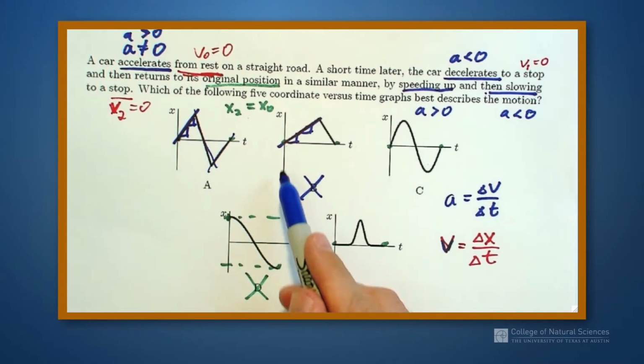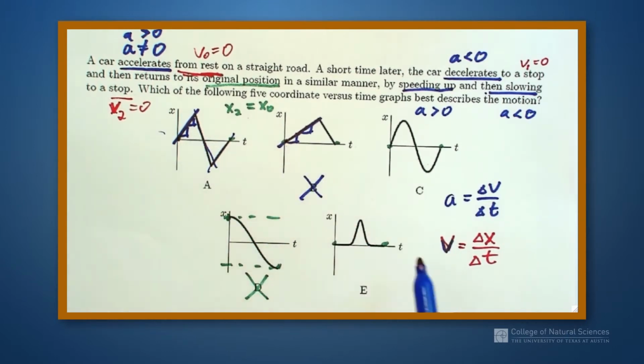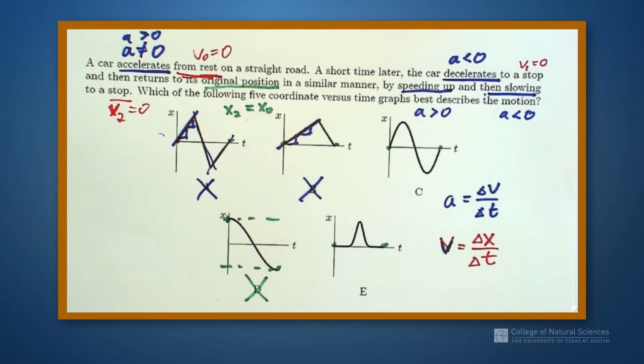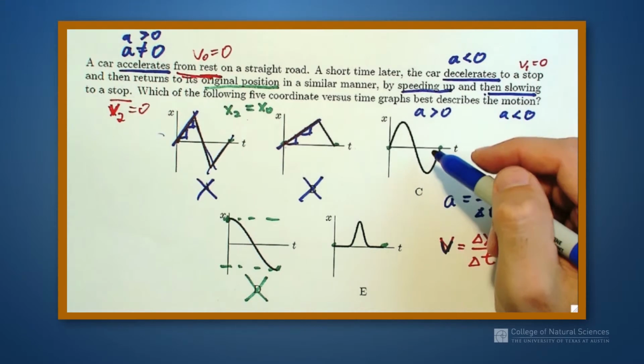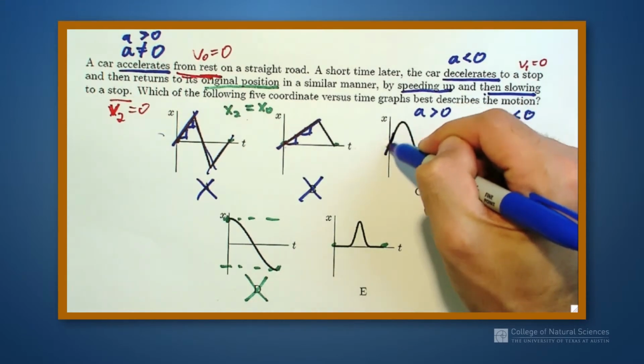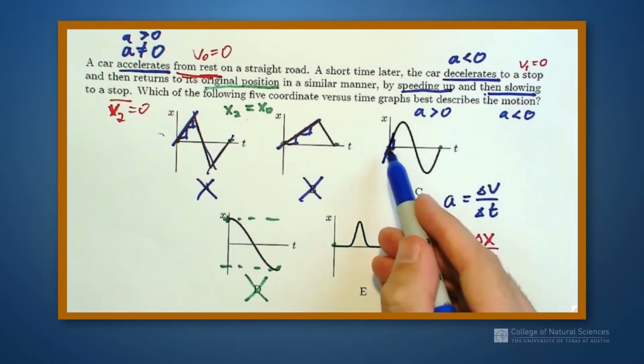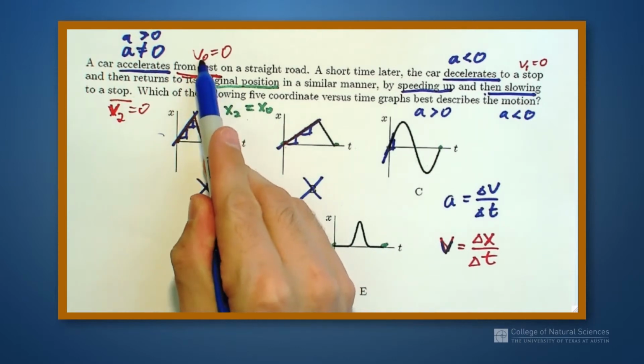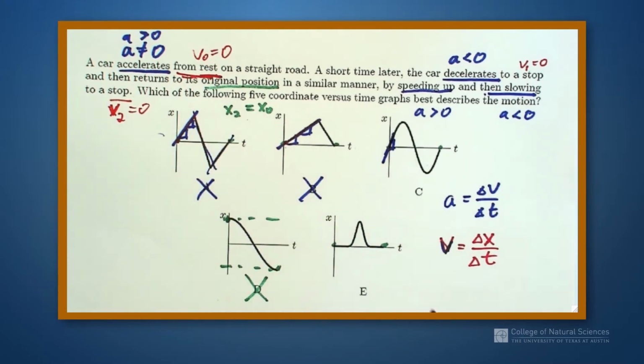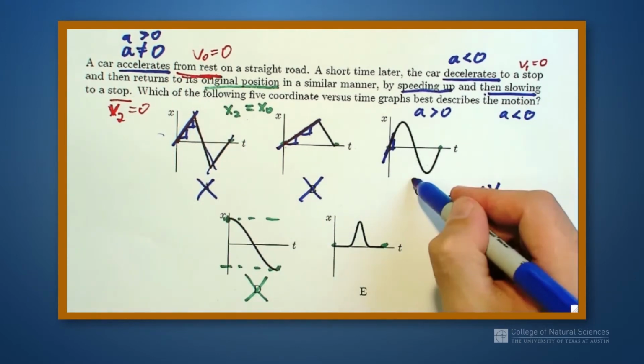If we look at the initial point on both of these two, they don't start at rest. They start with some initial velocity. So A is wrong and B is wrong. And we can look at C: at the very initial position it says it starts at rest, but this graph does not start with a 0 slope. So C is wrong.